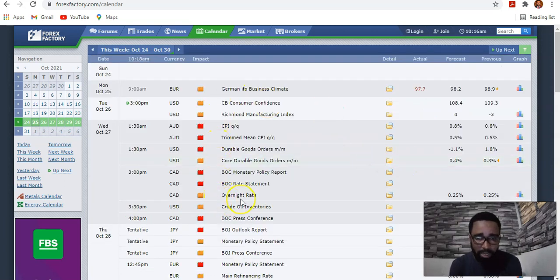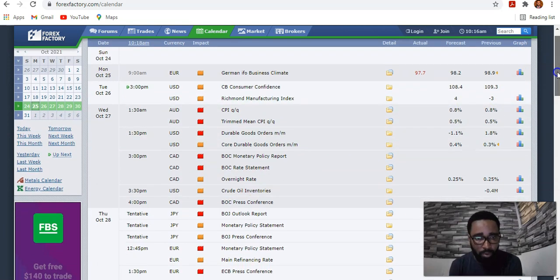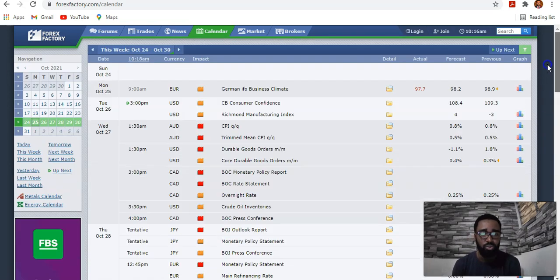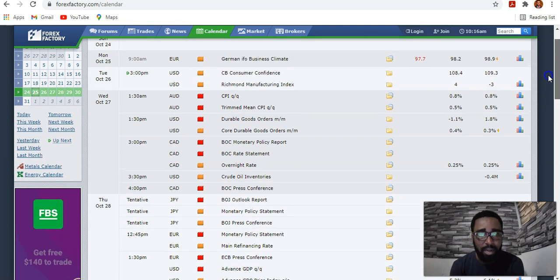You can see that all we have are medium impact and high impact news. Medium impact and high impact news. So on Tuesday, today is Monday. So on Tuesday, look here, we have 2 medium impact news on USD.